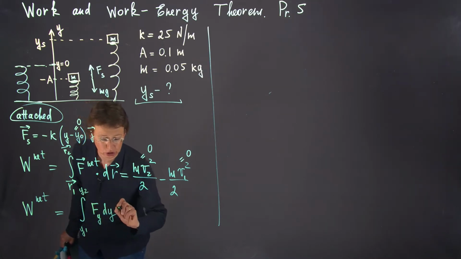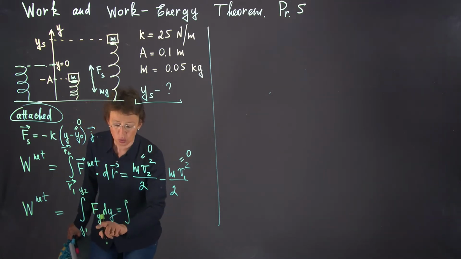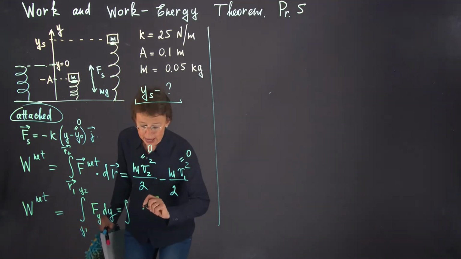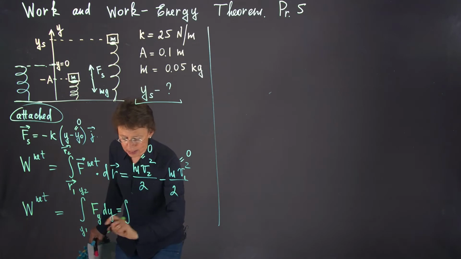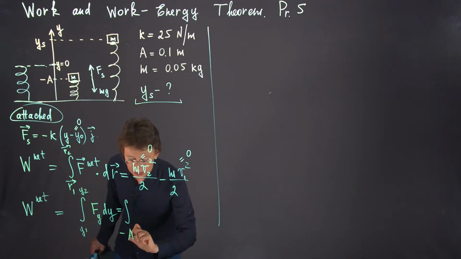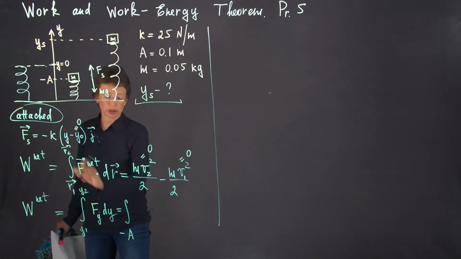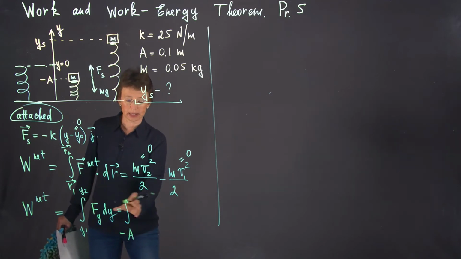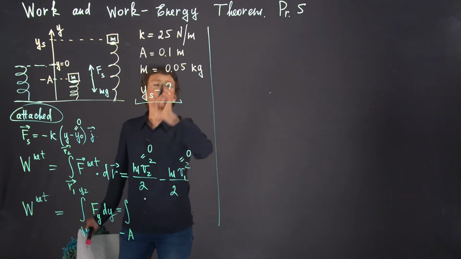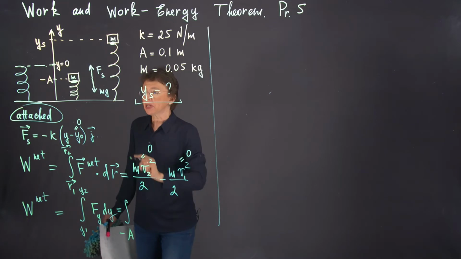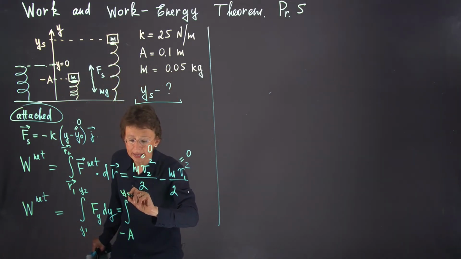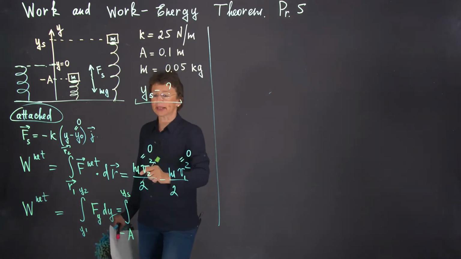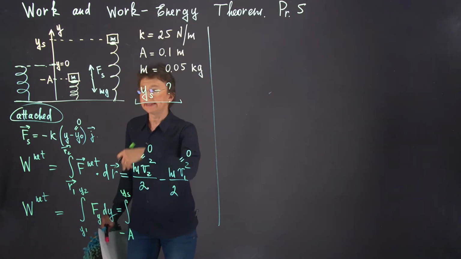It's independent of x. The question is, what is Fy? mg comes with minus. Or let's write the limits first. Where do we start? At minus a. I will write all formulas in symbolic form, and then at the very end we will plug in the numbers. So we start at minus a. How high do we go? To ys.